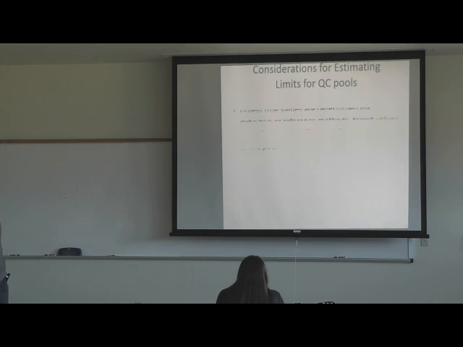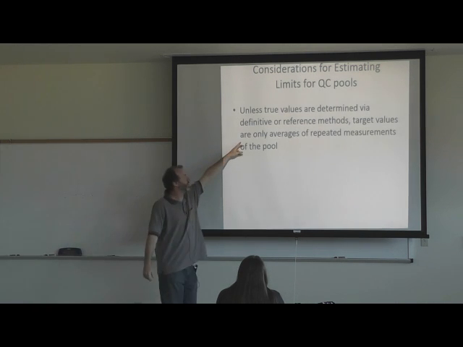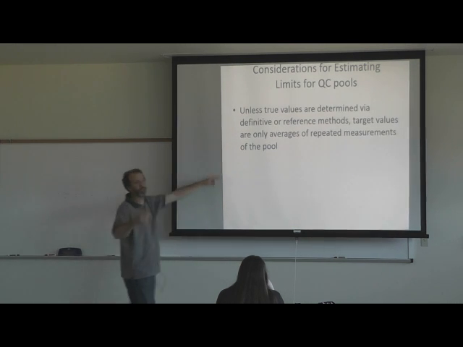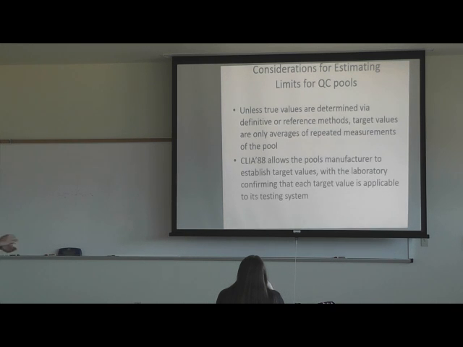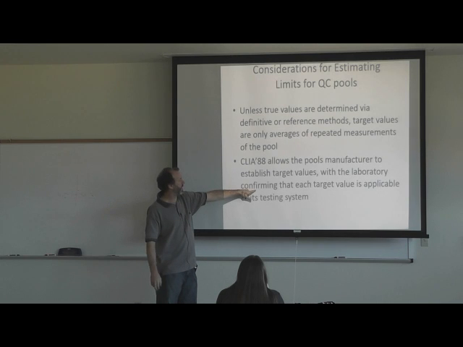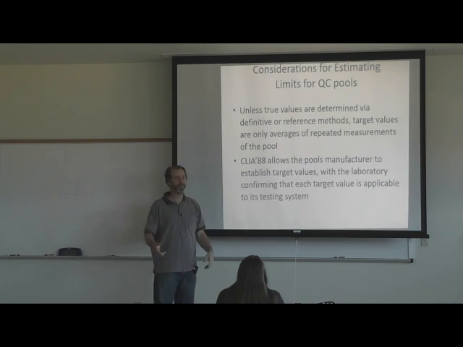Considerations for estimating limits of QC pools. Unless the true values are determined via definitive or reference methods, target values are only averages of repeated measurements of the pool. So you're going to repeatedly measure these pools over and over again and use the average. CLIA 88 allows the pool's manufacturer to establish the target values with the laboratory confirming that each target value is applicable to its testing system.